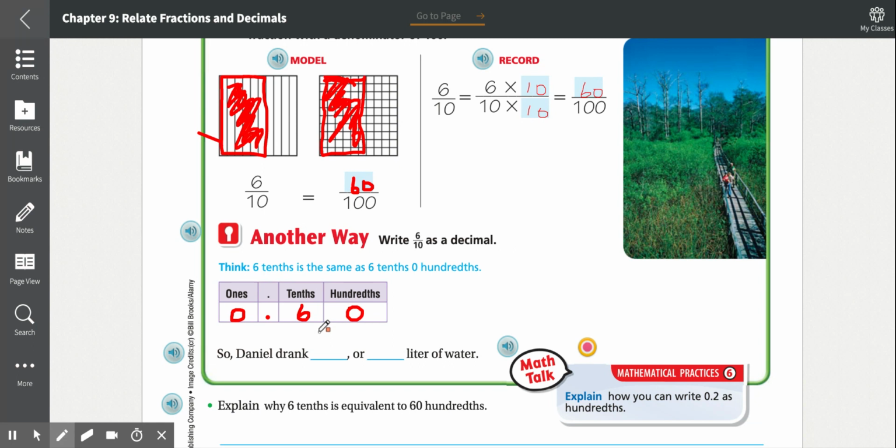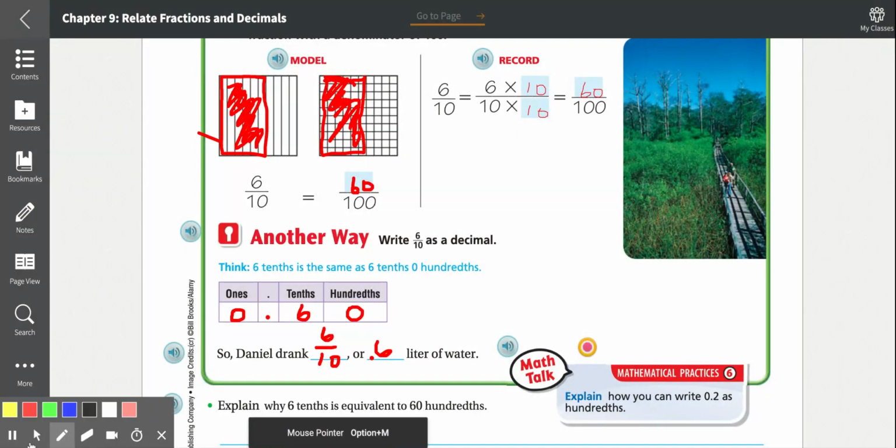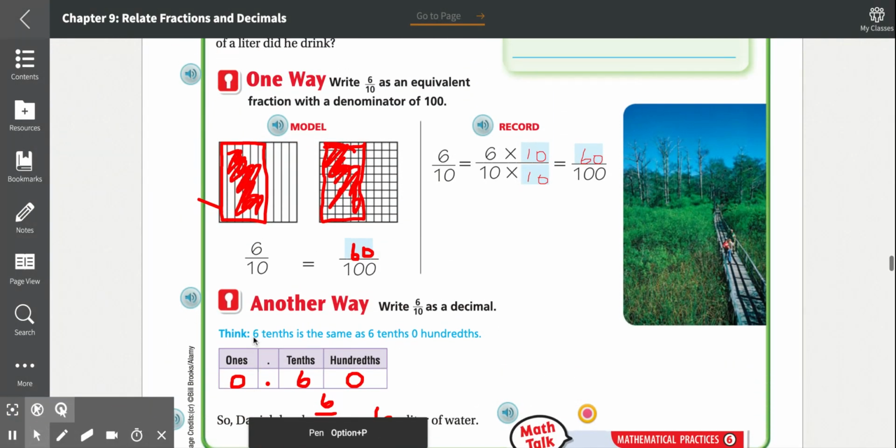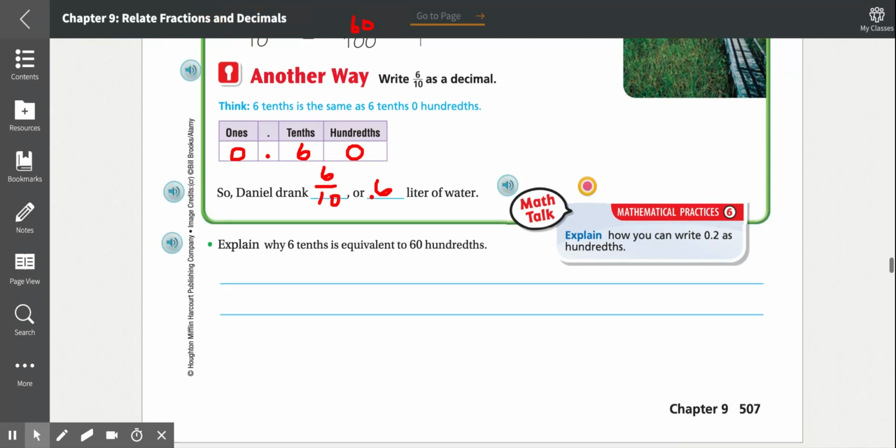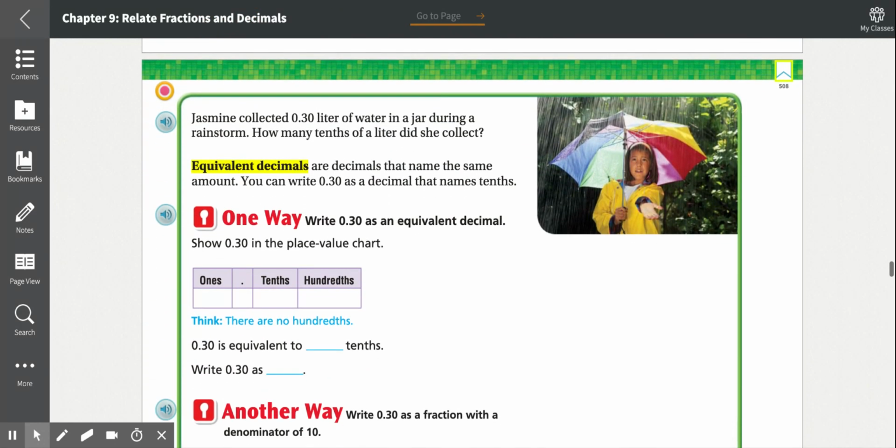So Daniel drank 6/10, or 0.6 as a decimal, liter of water. Okay. Let's go to the next page.